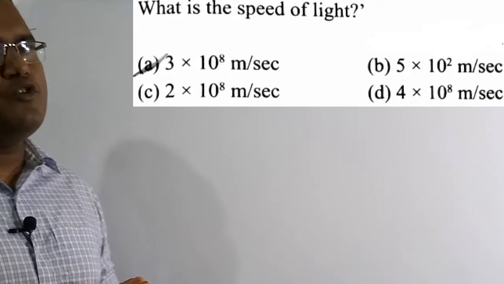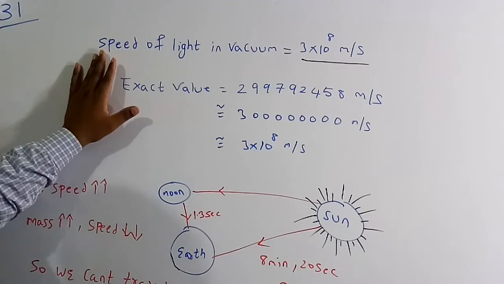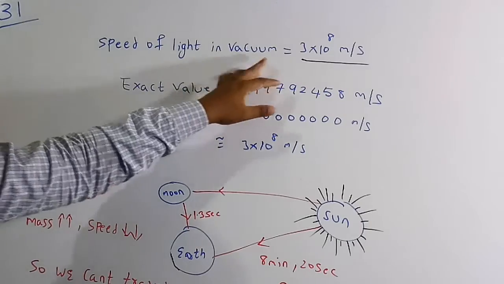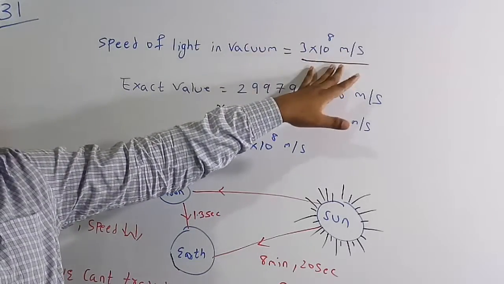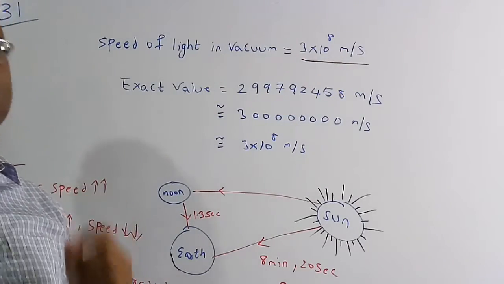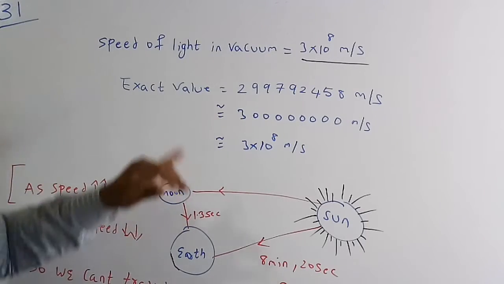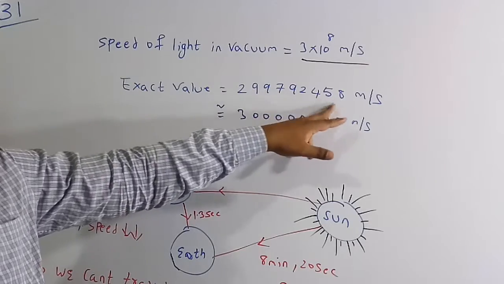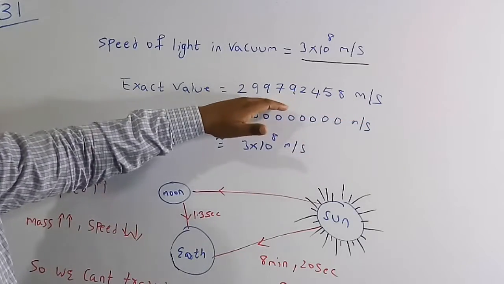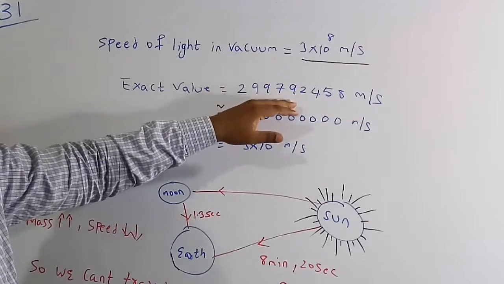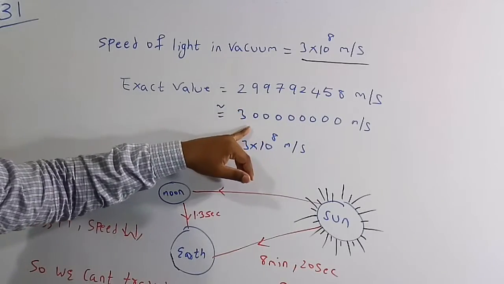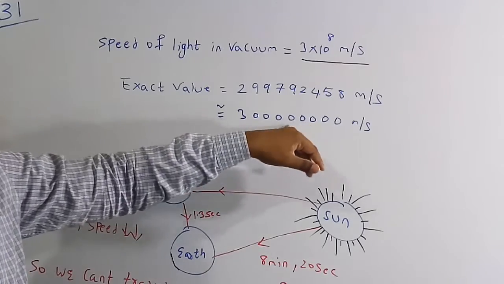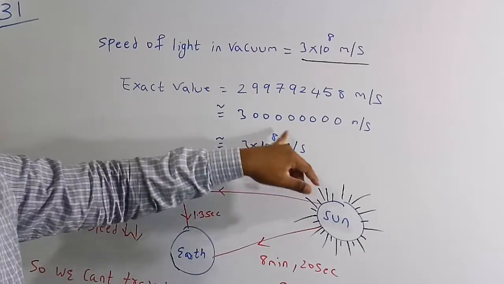So let's discuss some more facts about this one. Now we'll discuss some of the important facts of the speed of the light. The speed of the light in vacuum is 3 into 10 to the power of 8 meter per second. But if you want to know the exact value of the speed of the light in vacuum, it is 299792458 meter per second. We approximate this to 3 into 10 to the power of 8 meter per second.